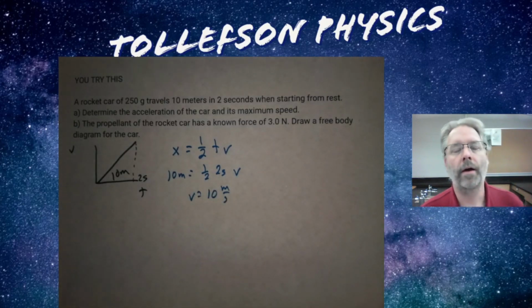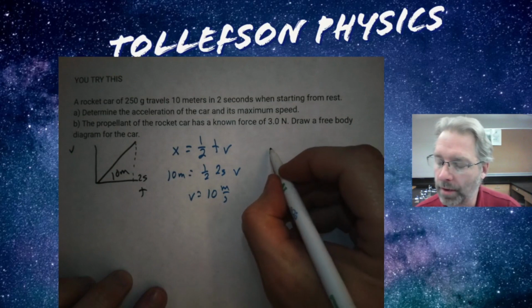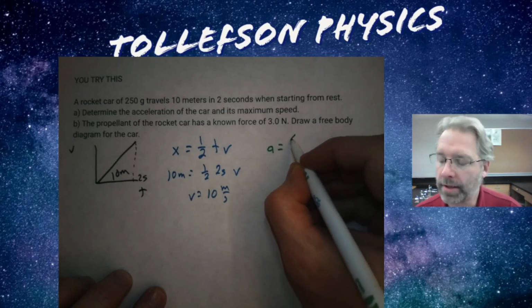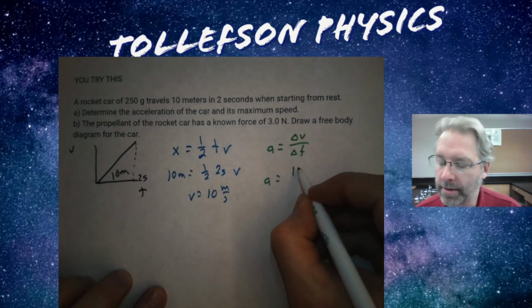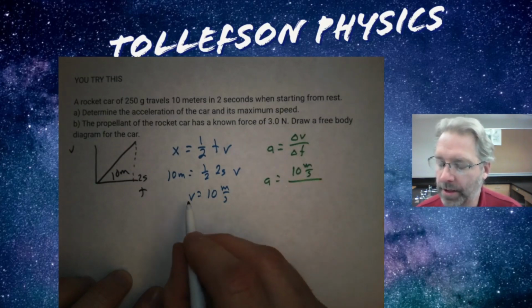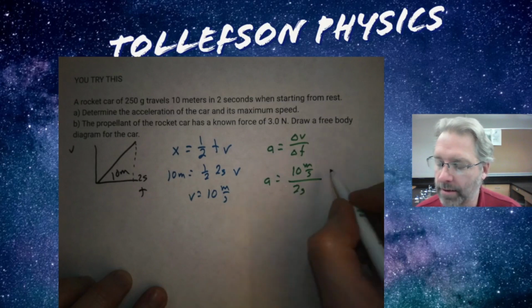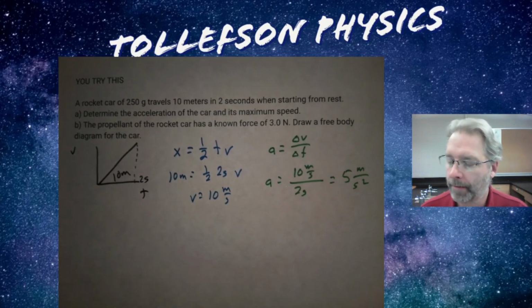So now let's go ahead and figure out the acceleration. The acceleration is based upon the slope. So the slope is known as the acceleration, which is that change in velocity divided by change in time. So in this particular case, that change in velocity is 10 meters per second, and that change in time is just 2 seconds. So 10 divided by 2 gives you 5 meters per second squared.